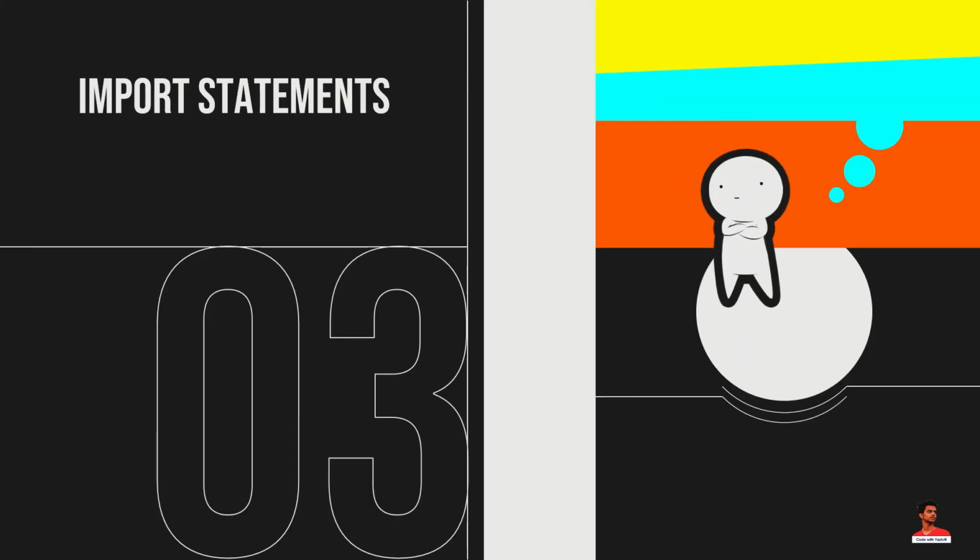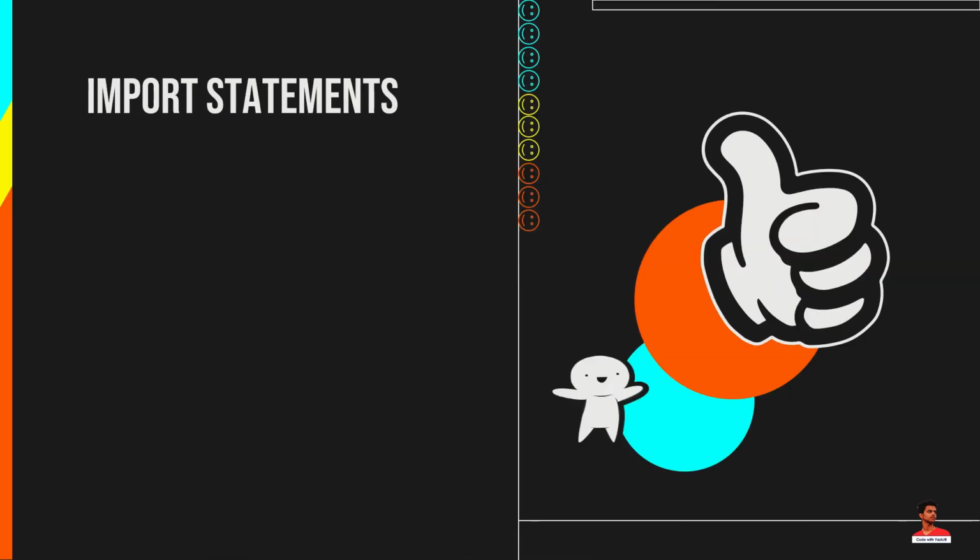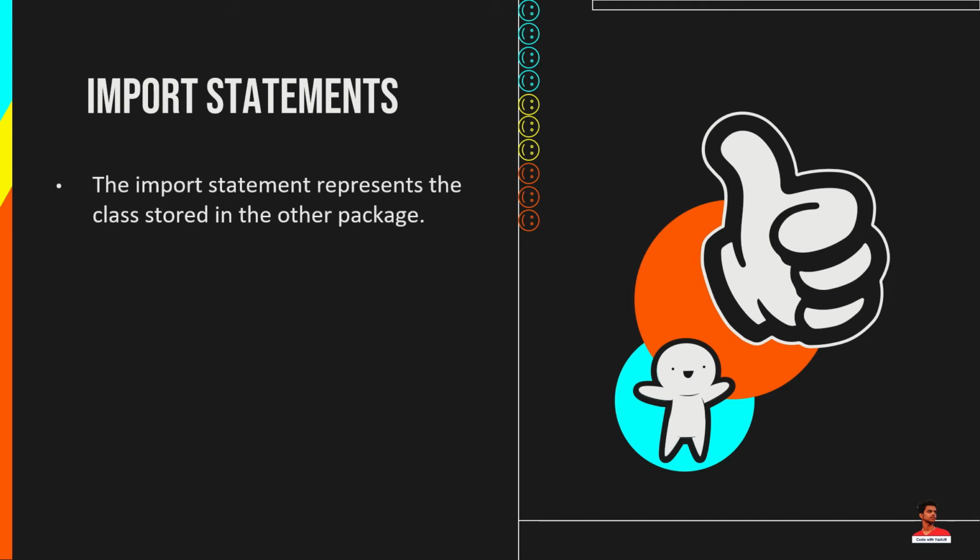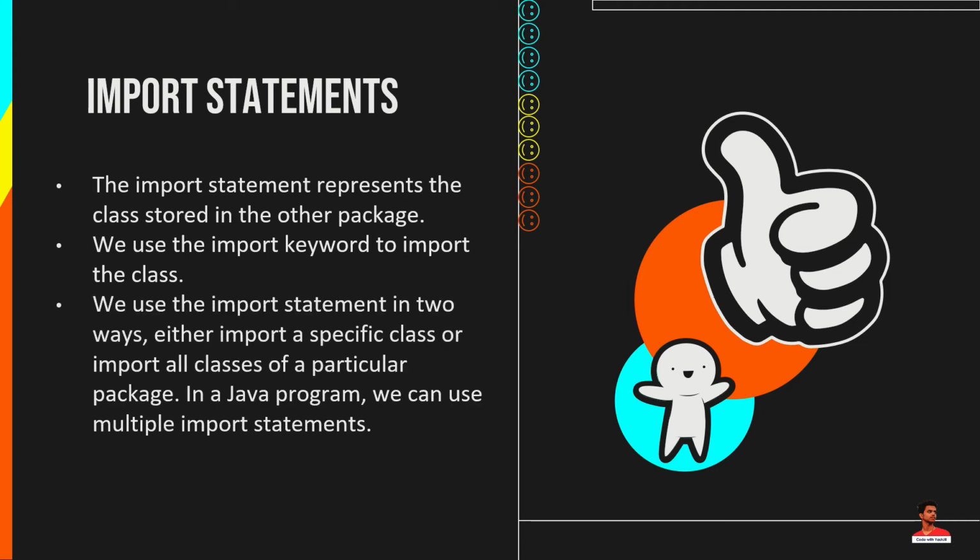The package contains many predefined classes and interfaces. If we want to use any class of a particular package, we need to import that class. The import statement represents the class stored in the other package. We use the import keyword to import the class. It is written before the class declaration and after the package statement. We use the import statement in two ways: either import a specific class or import all classes of a particular package. In a Java program, we can use multiple import statements.